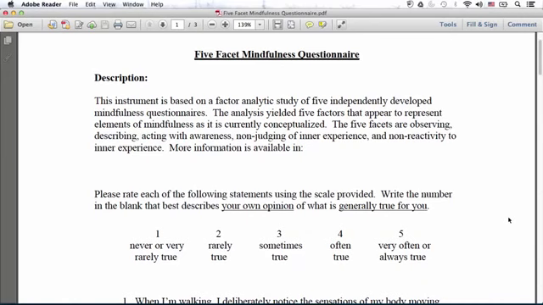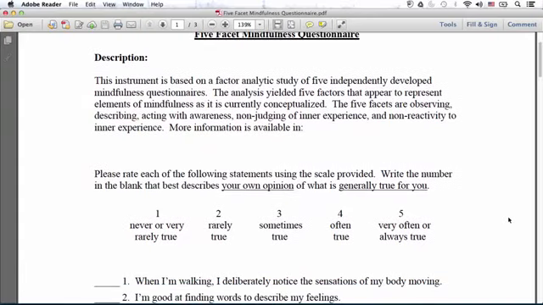This is a copy of the 5-facet mindfulness questionnaire. There are 39 items. The first of which is, "When I'm walking, I deliberately notice the sensations of my body moving." All of the items are rated on this 5-point scale, ranging from 1, never or very rarely true, to 5, very often or always true. So the respondent chooses a number for each item and writes it here.